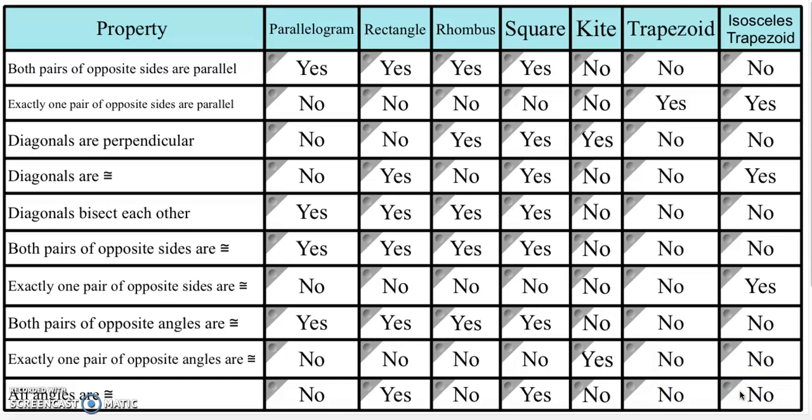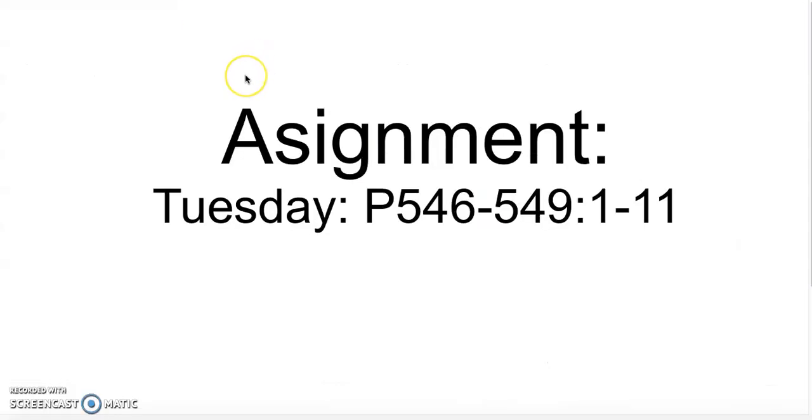So there you go, the quadrilateral chart of fun. Yeah, maybe not quite as fun as it would have been in class, but we did get through it, and you've got those characteristics. So assignment, what I want you to do on Tuesday is just do questions 1 through 11, and you will be all set.